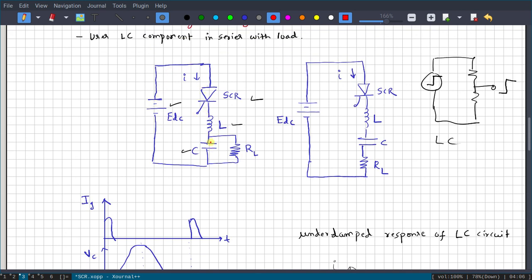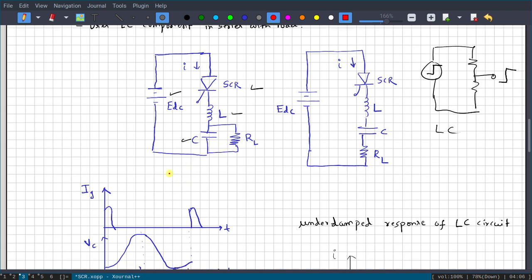When current is flowing, your capacitor will charge. When the capacitor is getting charged, the voltage across anode and cathode will decrease. So it will reach a state where the anode current will be less than the holding current, and the SCR stops conducting. Okay, so that is what is happening.